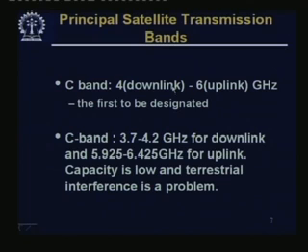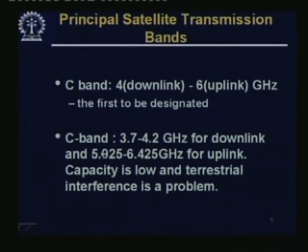So, the C band is from 3.7 to 4.2 gigahertz. This particular part of the spectrum is reserved for C band communication through satellite. So, 3.7 to 4.2 gigahertz is for downlink and 5.925 to 6.425 gigahertz is for uplink. So, there is a 0.5 gigahertz bandwidth for downlink and another 0.5 gigahertz for uplink.